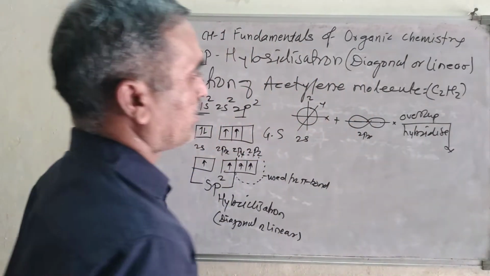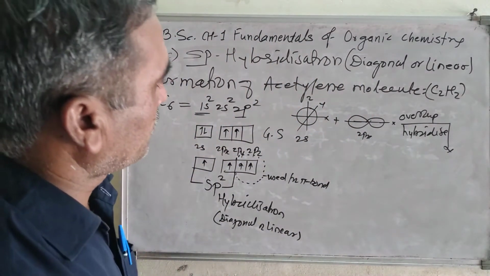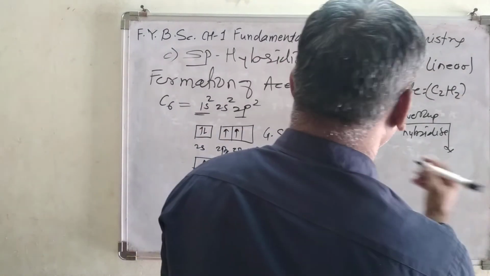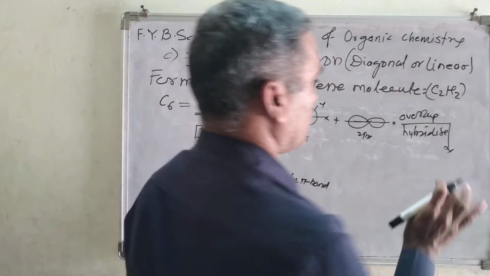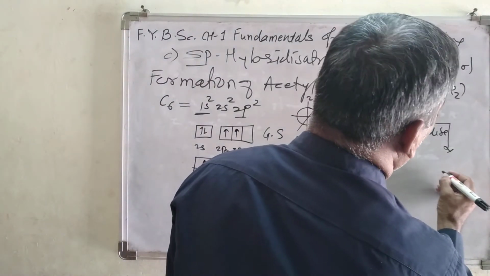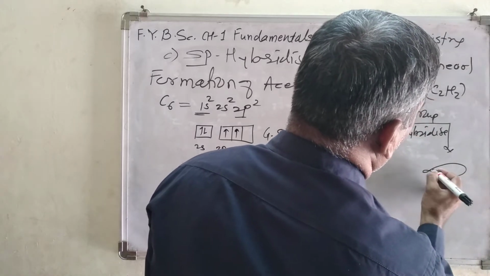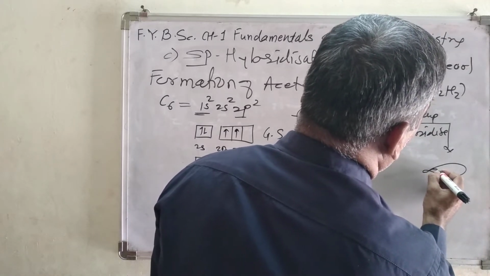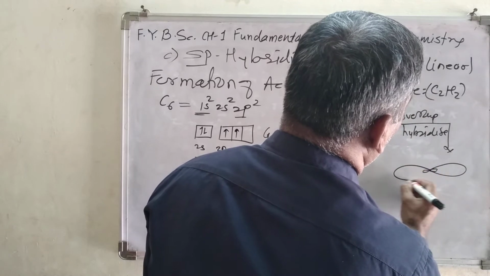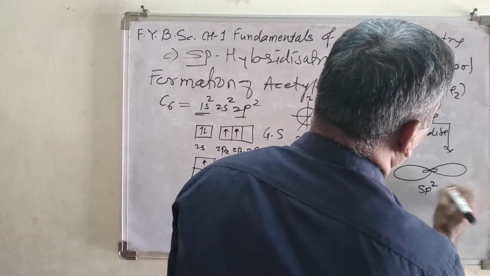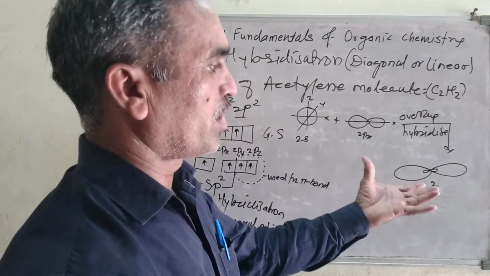What do you get? You are going to get two orbitals, one with a big lobe and one with a smaller lobe. One big and another one smaller. That is known as sp hybridization. Two sp hybrid orbitals we got here.